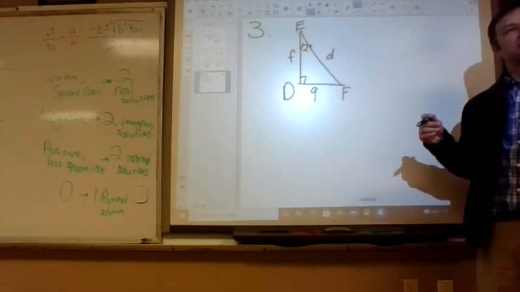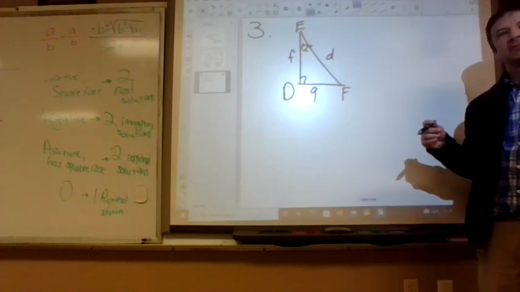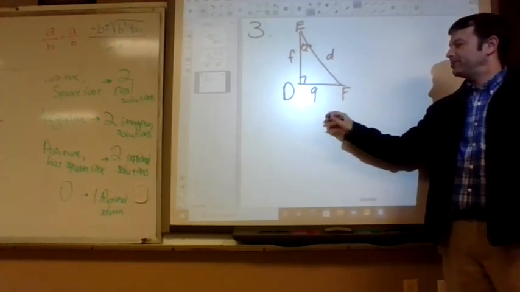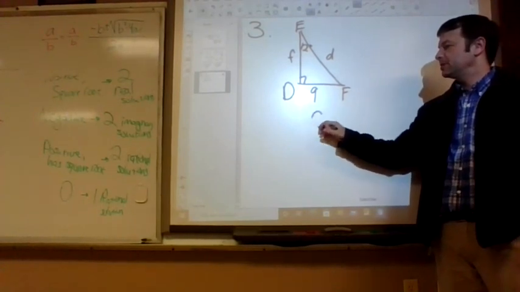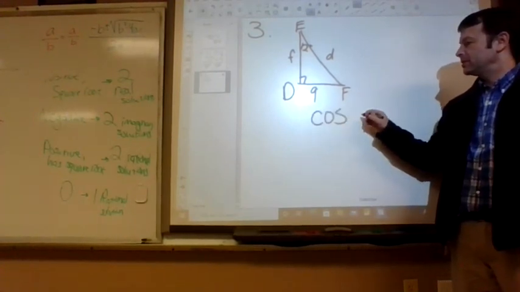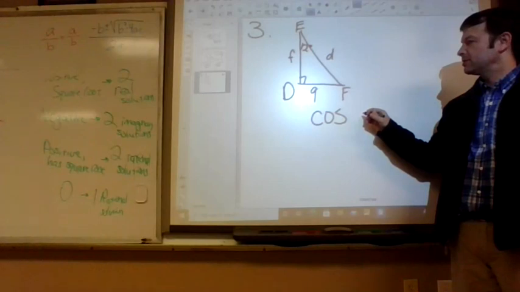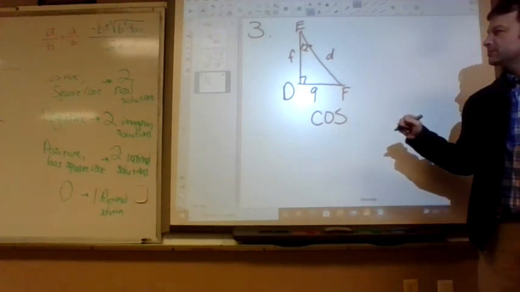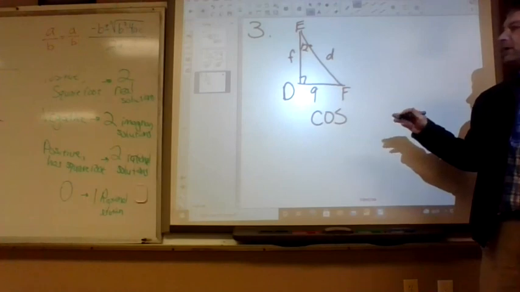Okay, so what do I put? Cosine? Wait, what is the 9? Oh, cosine equals 9 over D. No, D over 9. Wait, hold on. 9 over hypotenuse. 9 over D. Cosine. Okay, of what, Brady?